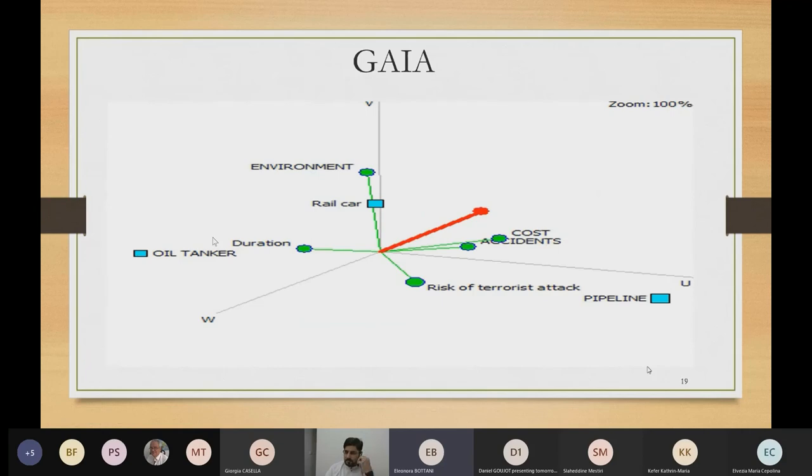This figure shows the GAIA plane. So basically, this is our second analysis. The second analysis is based on the visual GAIA 3D plane. Basically, it is used to present the problem and associated results in graphical form. It also compares different criteria and alternatives. So you can see different alternatives and different criteria.